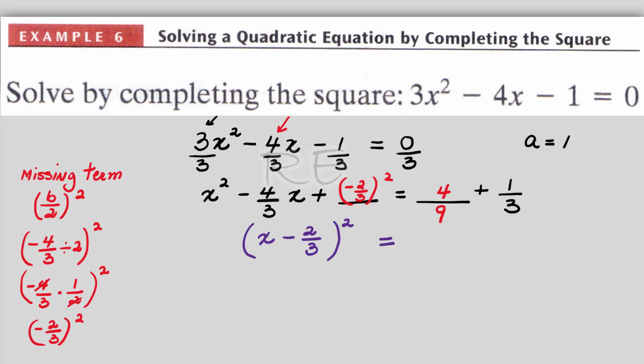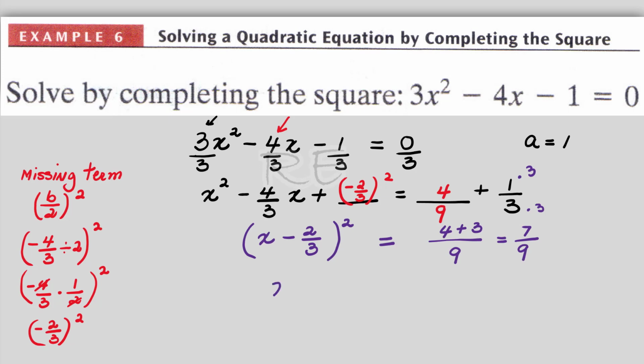To add 4/9 plus 1/3, we need the LCD. The LCD is 9. So 4/9, and the second fraction, 3 times 3, 9. 3 times 1, 3. So it's (4 plus 3)/9, which is 7/9.